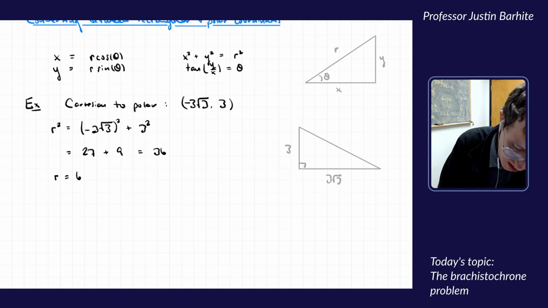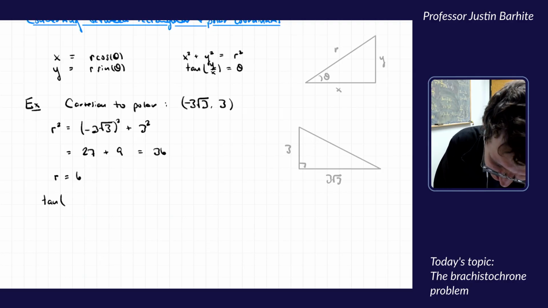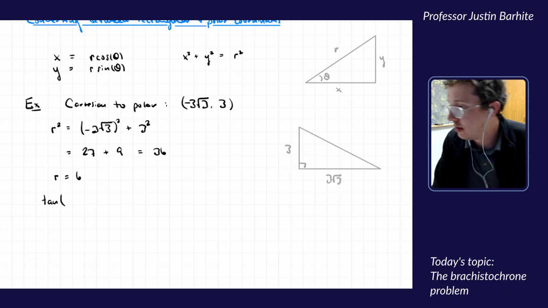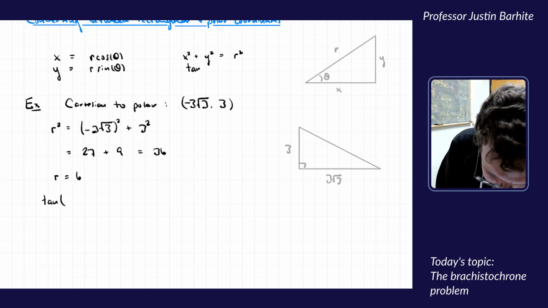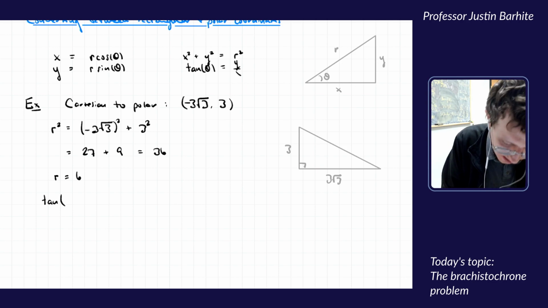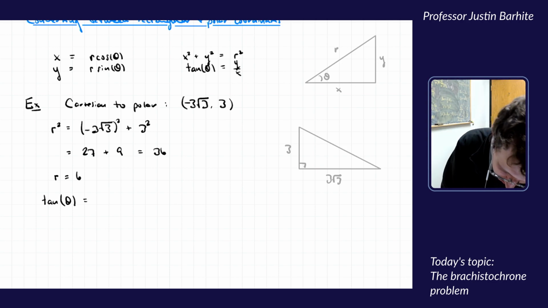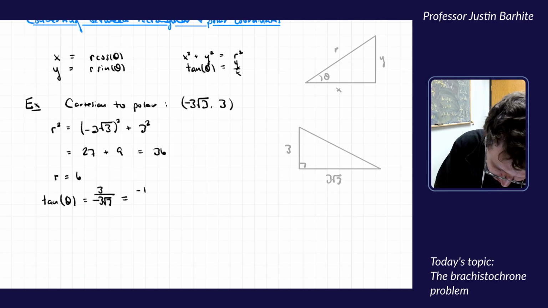Theta. Well, what do I know about theta? I know that the tangent of y over x is theta. Sorry, that doesn't make any sense. Y over x is equal to the tangent of theta. No one in chat said anything. You all gotta call me out when I write silly things. Tangent of theta is equal to y over x. So in this case, tangent of theta is 3 over minus 3 root 3, which is just minus 1 over root 3.